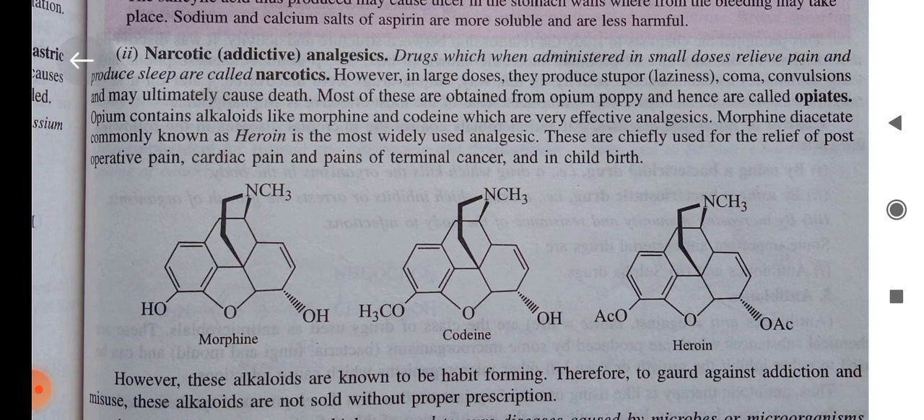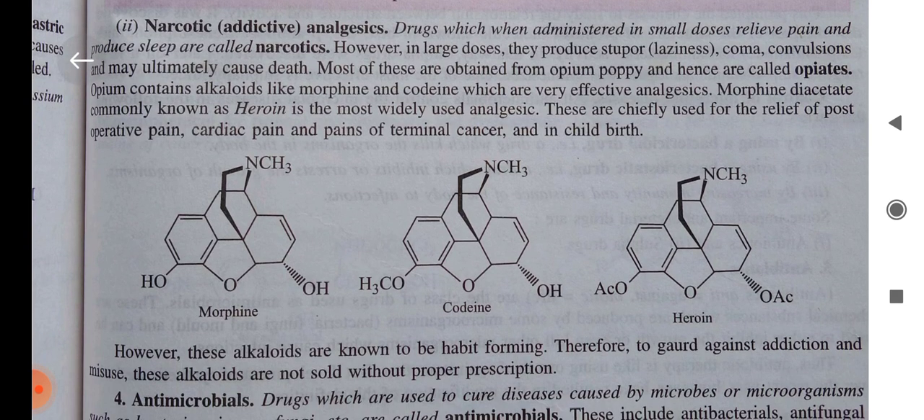After that, narcotics or addictive analgesics. Drugs which, when administered in small doses, relieve pain and produce sleep are called narcotics. However, in large doses, they produce stupor, coma, convulsions, and may ultimately cause death. Most of these are obtained from the opium poppy and hence are called opiates. Opium contains alkaloids like morphine and codeine, which are very effective analgesics. Morphine diacetate, commonly known as heroin, is the most widely used analgesic. These are chiefly used for the relief of post-operative pain, cardiac pain, pains of terminal cancer, and in childbirth.